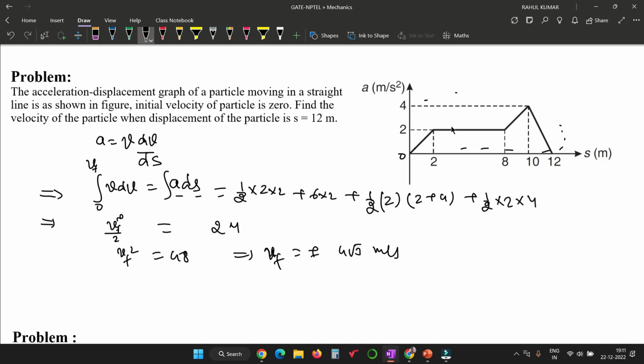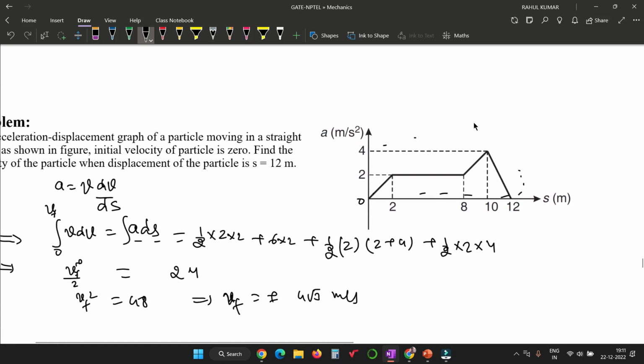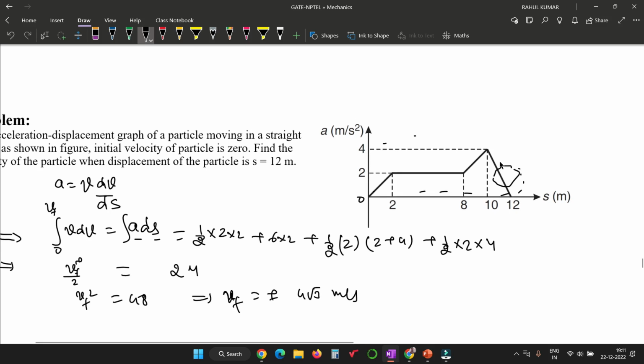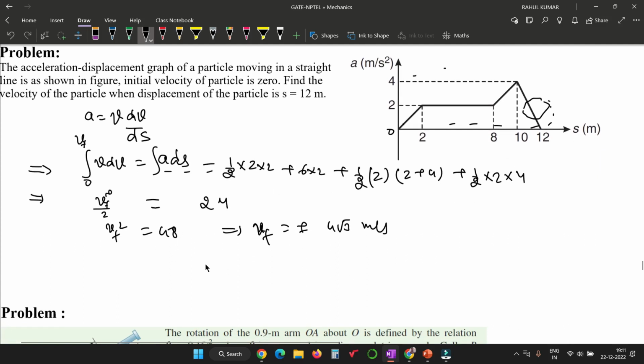The acceleration is always positive. I mean to say that there might be a chance that the velocity is decreasing. Here the velocity is decreasing, but still the direction of the velocity is not getting reversed. That's why we have to ignore the negative velocity. So the final velocity is what? 4√3 meter per second. Is there any doubt?